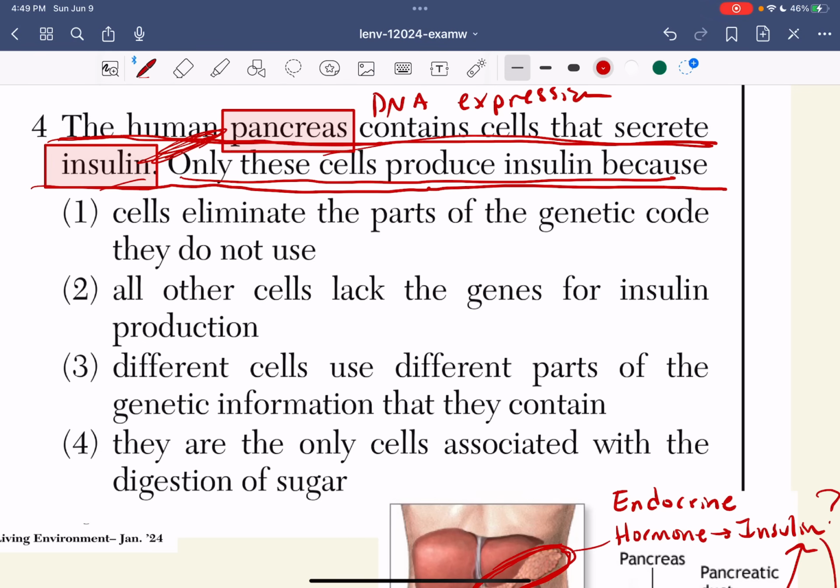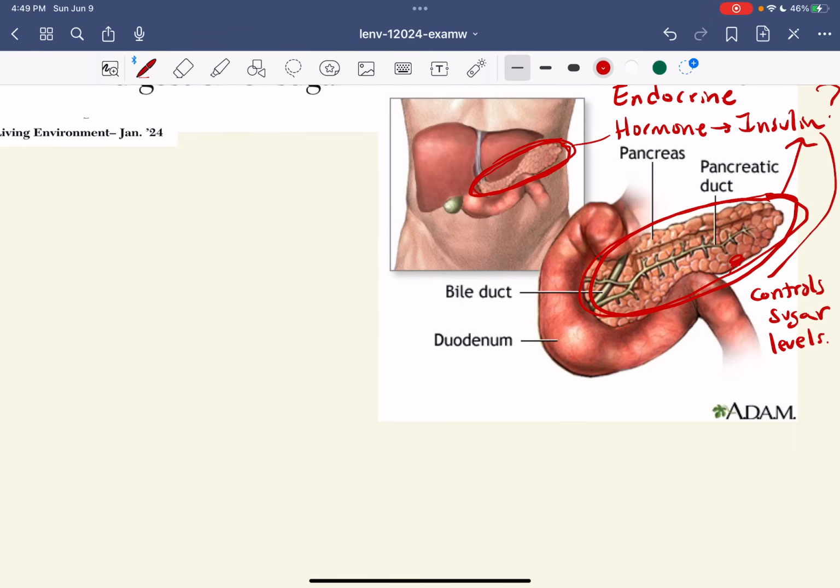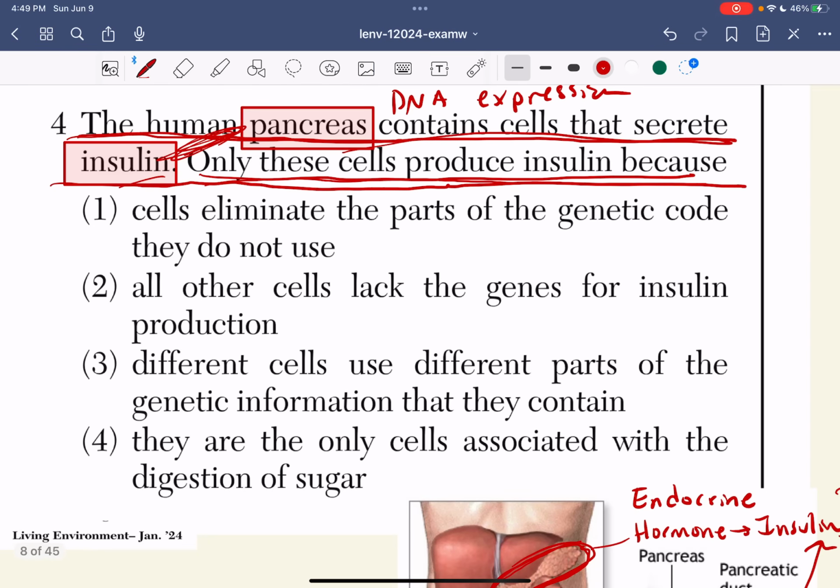Okay, so let's read the answers. Only these cells produce insulin because, they're saying that the cells that make up the pancreas produce insulin because cells eliminate parts of genetic code. No, none of your cells eliminate your genes. None of your cells decide, I'm going to cut off part of the DNA. Cells don't do that. All other cells lack the genes for insulin production. Absolutely not. All of your cells have exactly the same DNA strand, which makes you who you are.